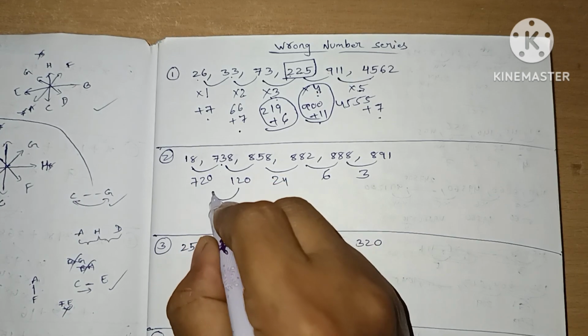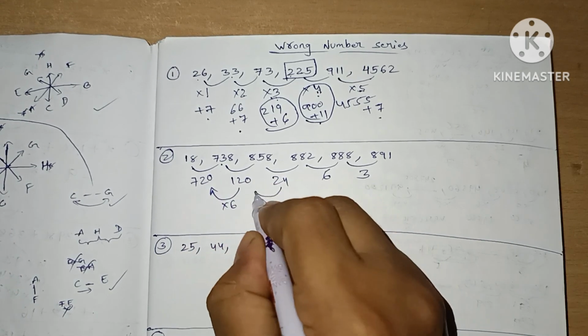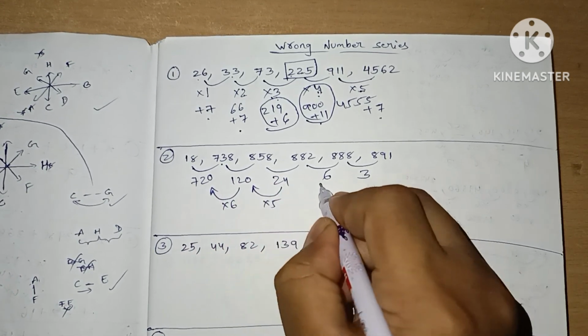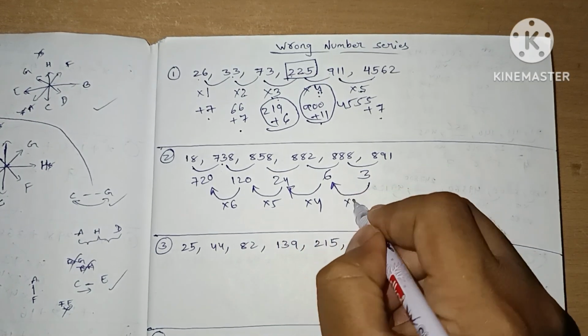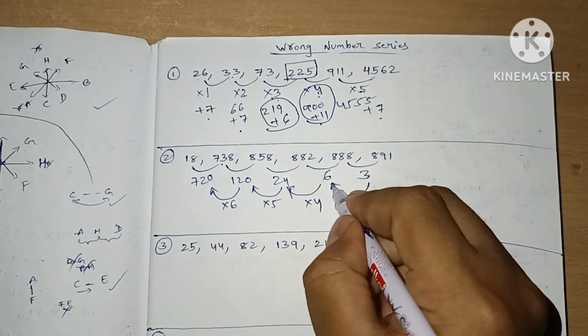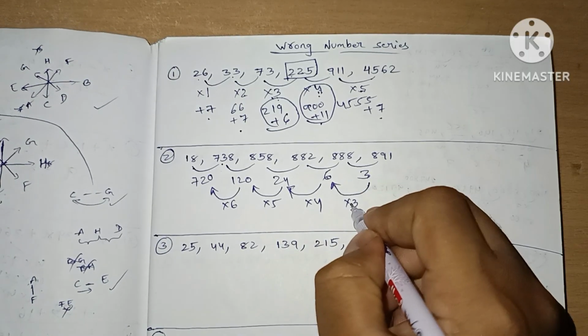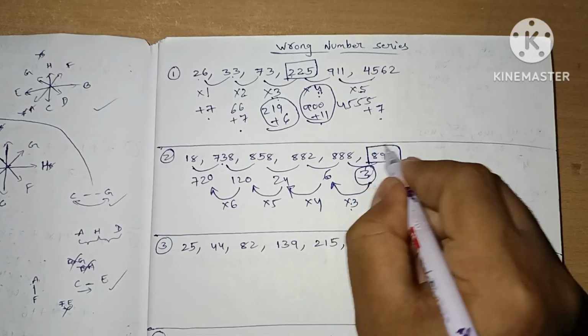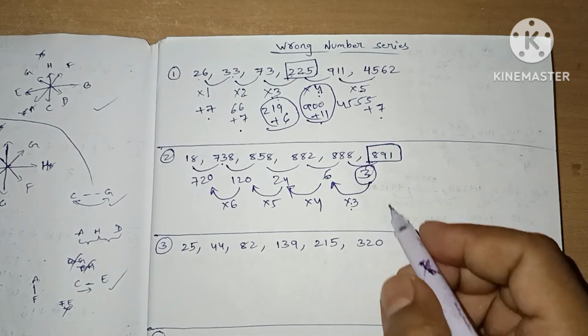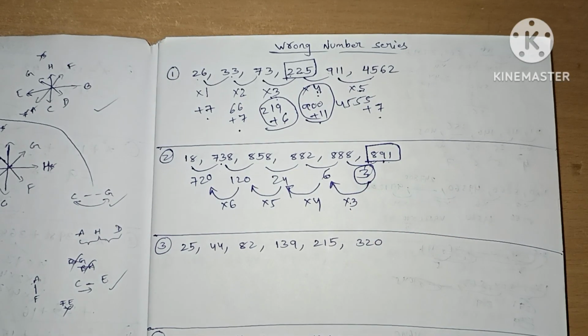So it is clear that it is into 6 times, into 5 times, into 4 times. So it must be into 3 times, which is not 6. So 6 divided by 3 will be 2, not 3. So the wrong one will be 891. This is our wrong number series. Okay, next, third question.